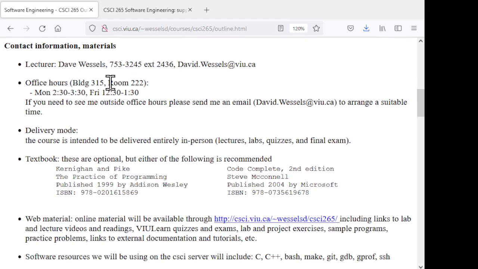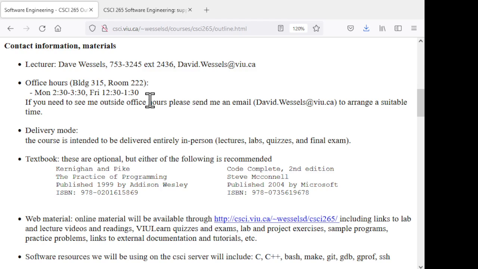So that's me, Dave Wessels. My email address is david.wessels@viu.ca. Other than corralling me in person during office hours or before or after labs or lectures, that's the best way to get a hold of me. I do have a phone in my office, but I rarely remember to check for messages, so it's really not a recommended way of getting in touch with me. Email is far more reliable. My office is in the physics building, 315, room 222, right at the end of a little cul-de-sac on the second floor.